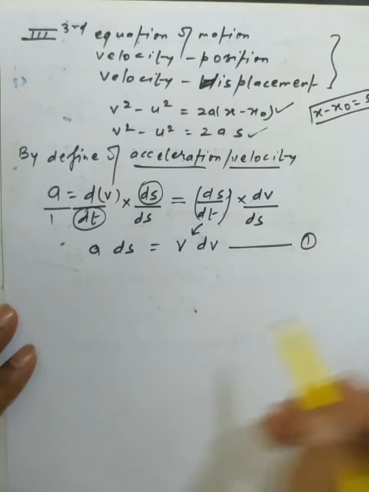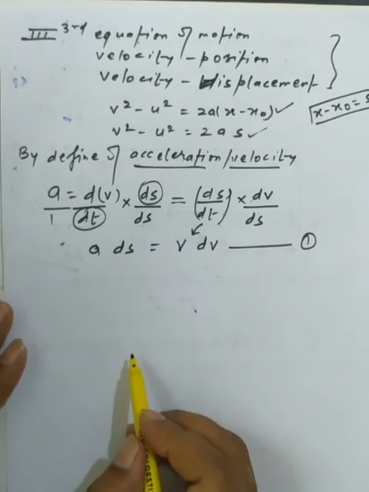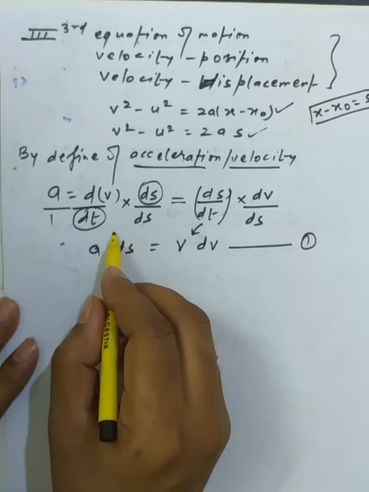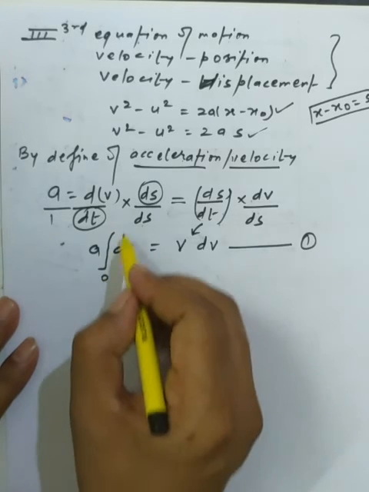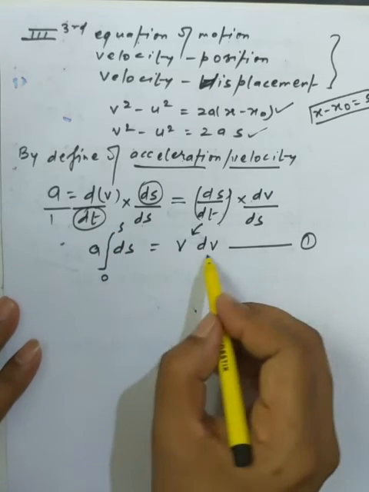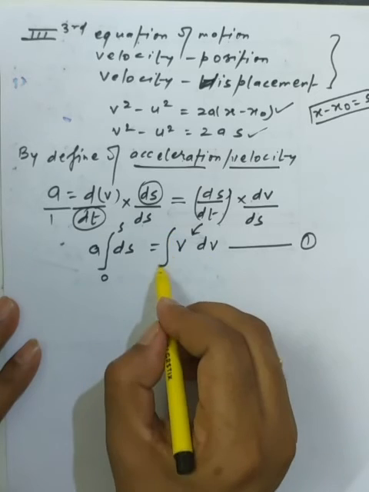This is the first equation we have. Now what is the next segment we have? We have to apply the relevant limit. Okay, here we can apply 0 to s, and here we have to make the integral in reference to the velocity.